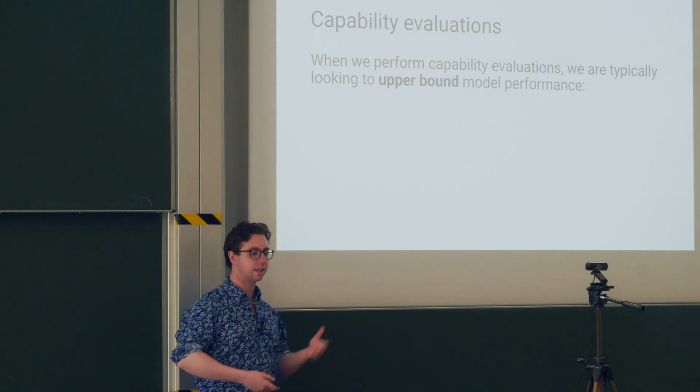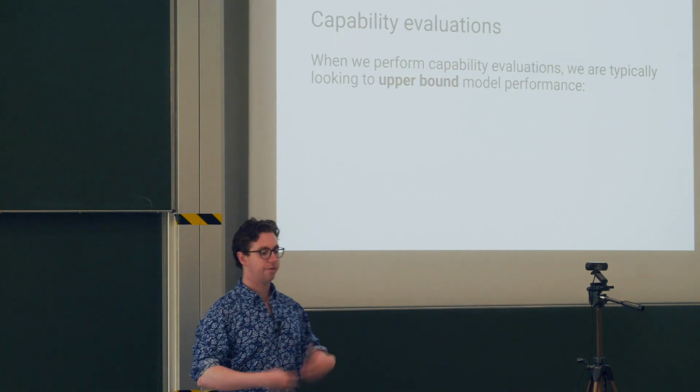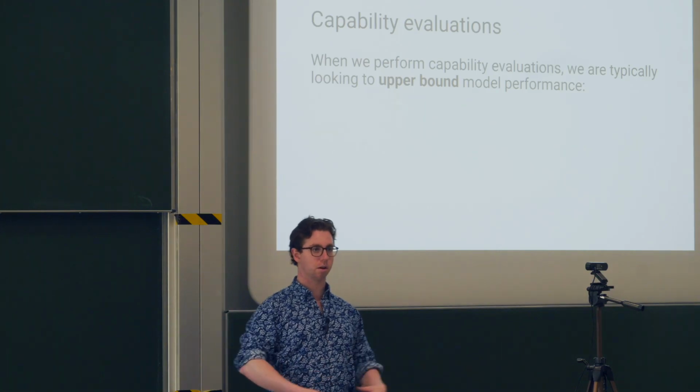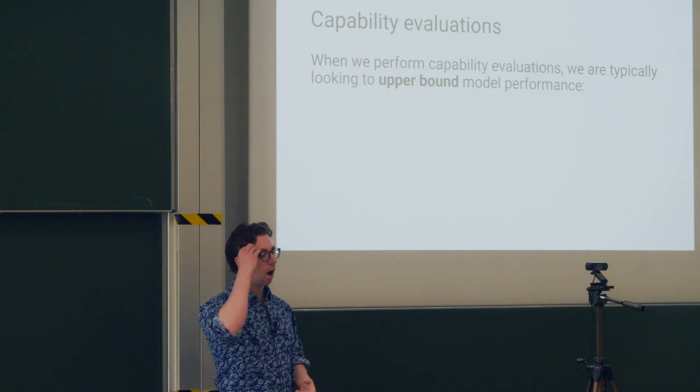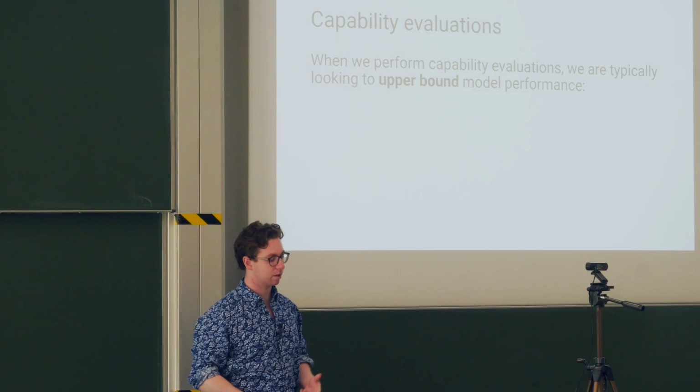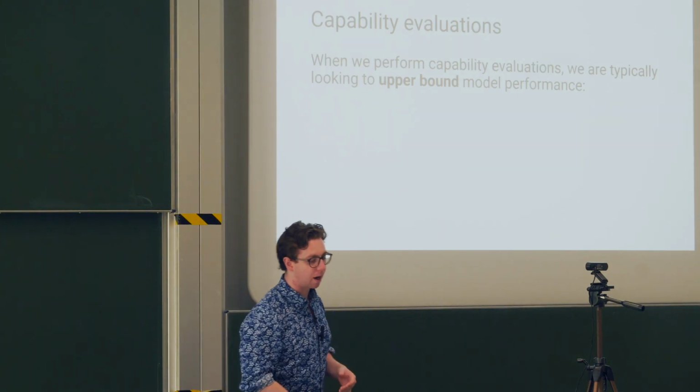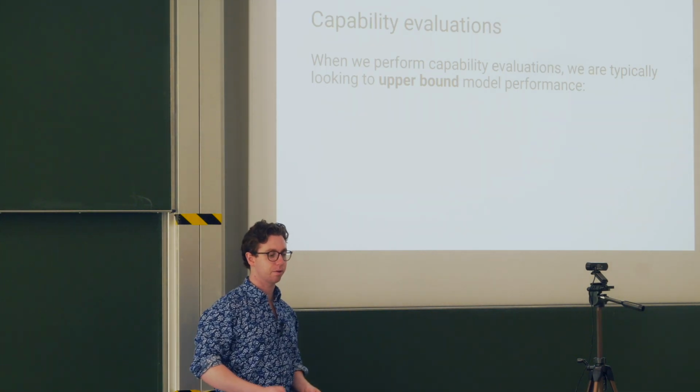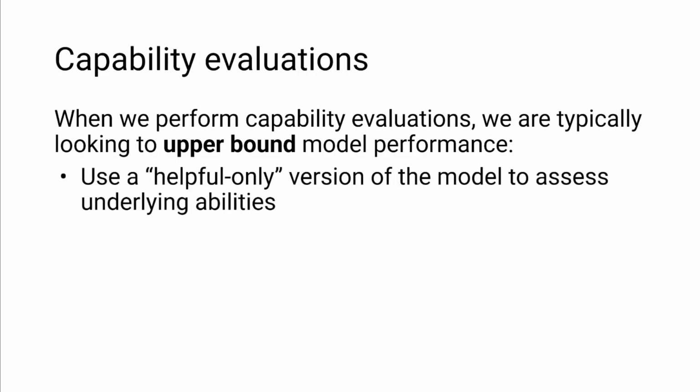So what you want to know is, in this worst case scenario, where you have full access to all of the capabilities that the model can perform, is the model going to be dangerous? Does it pose a threat? Does it make live any of these threat models? So there are various ways that you can achieve this upper bound. For one thing, you can use a helpful-only version of the model.